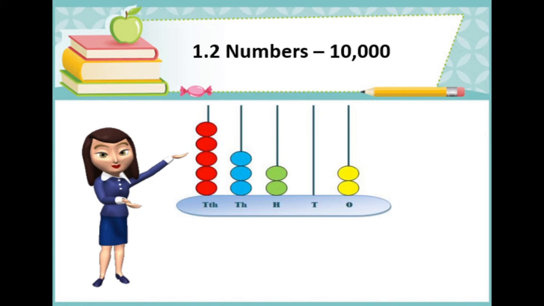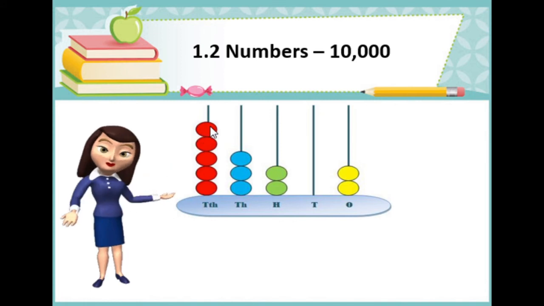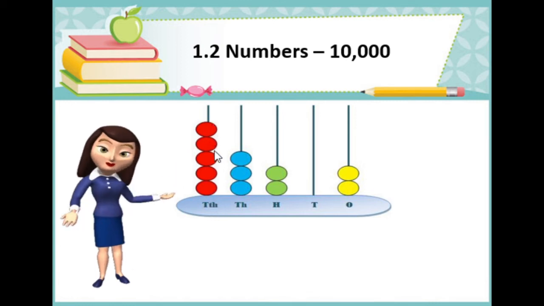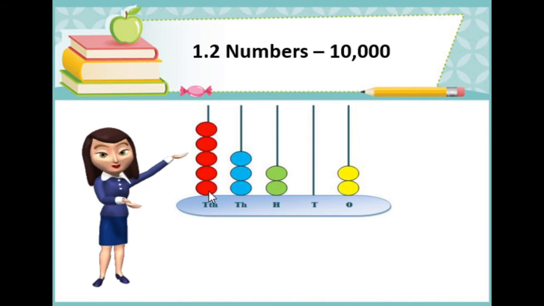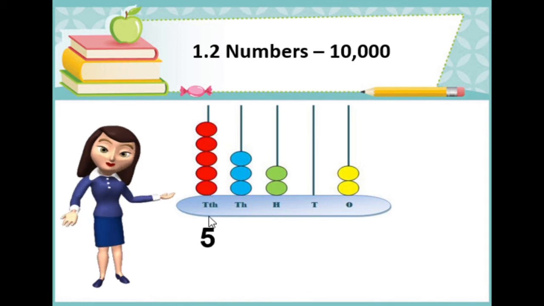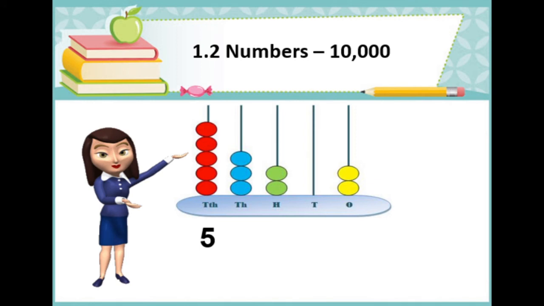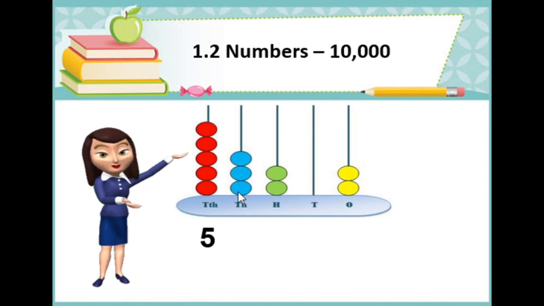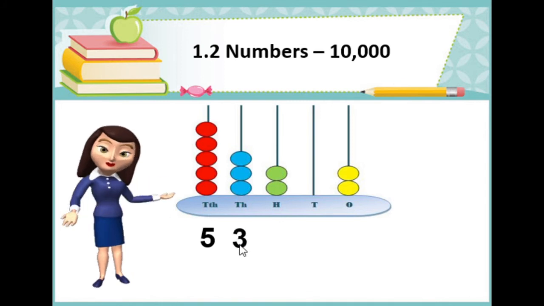Okay, let's try this example. How many beads are there in the 10,000s place? 1, 2, 3, 4, 5. We have 5 10,000s. How about how many thousands? Let's count. 1, 2, 3. We have 3 thousands. Great job.